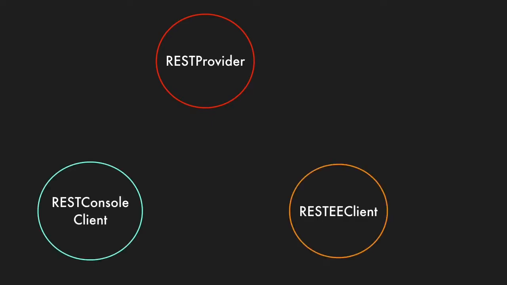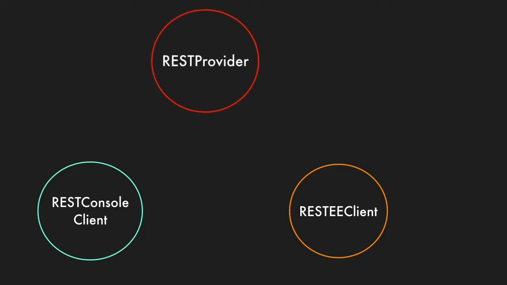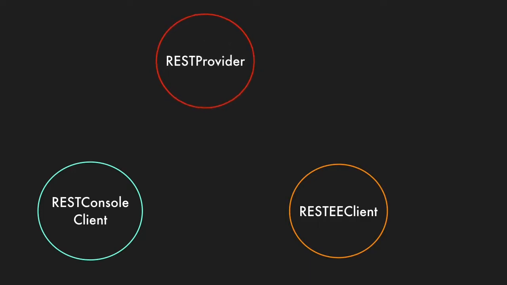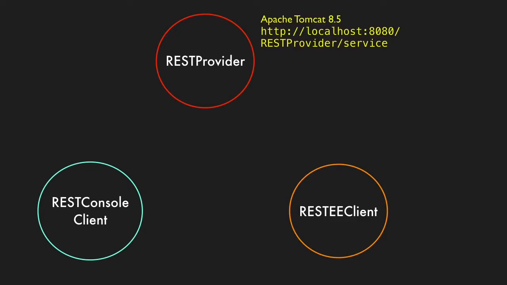Prior to this lesson, you need to set up application examples to be used for the demonstration. The demonstration of the web service consists of one provider and two consumers from two different applications. The web service provider is a web application known as REST provider. This application runs on Tomcat 8.5, localhost on port 8080.